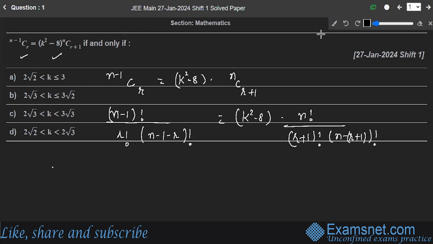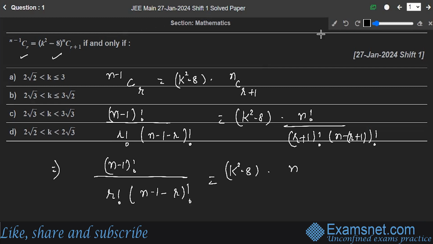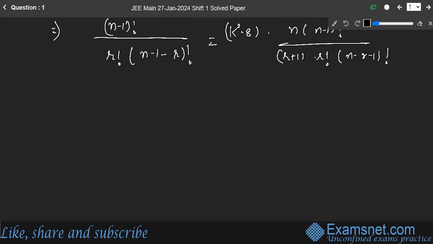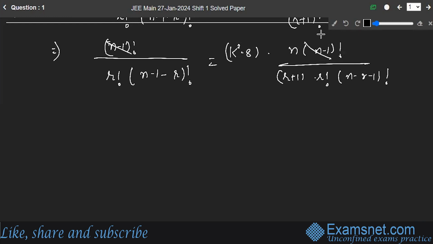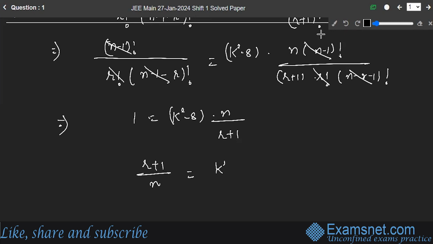So it will be like this. Let it be n minus 1 only. r factorial, let it be r factorial only. This is n minus 1 minus r factorial, equal to k square minus 8. Let's open up n factorial. This can be written like this, and r plus 1 into r factorial into n minus r minus 1 factorial. Let's do the cancellations. So they will be cancelled out. This will be cancelled and this will be cancelled. I'll be left with 1 is equal to k square minus 8 into n upon r plus 1, or you have r plus 1 upon n is equal to k square minus 8.